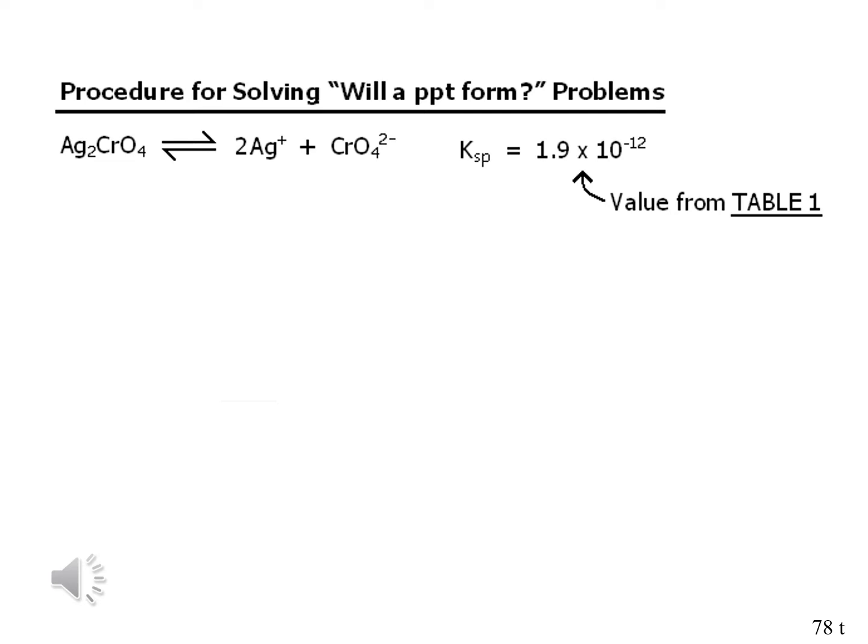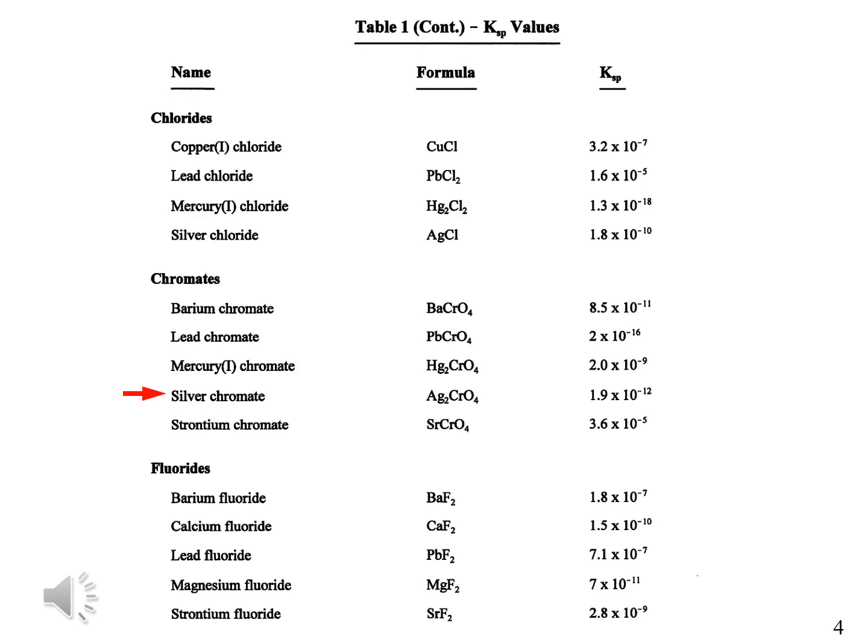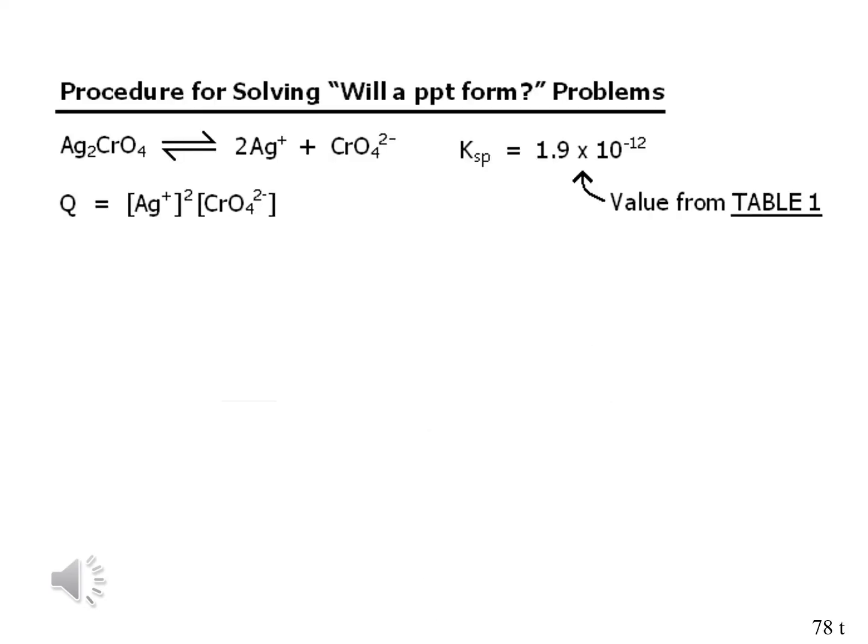And you can look up the KSP in table 1. That's the reason we have it. When you go to the table, you can find silver chromate 1.9 times 10 to the minus 12. Now the next step is to write a Q. Please remember what Q is.